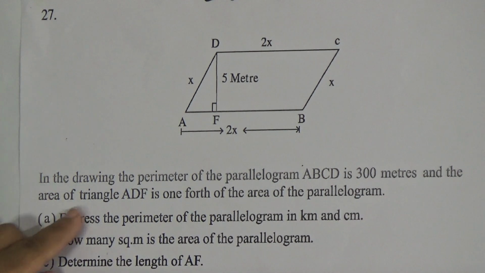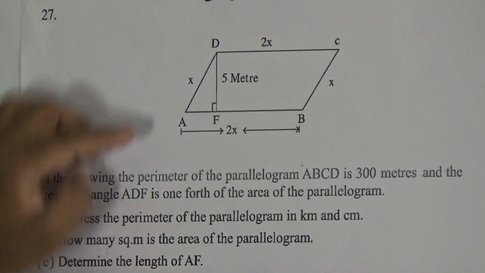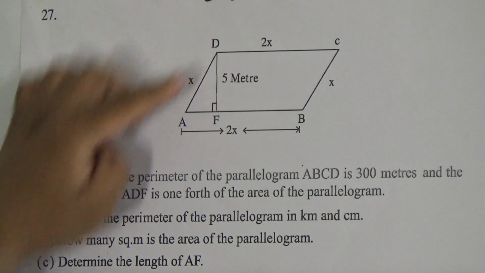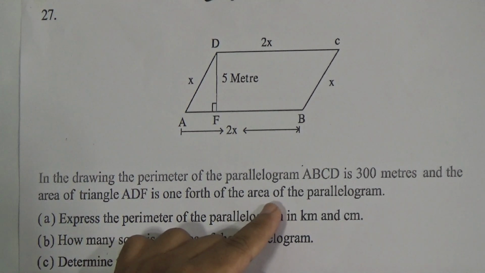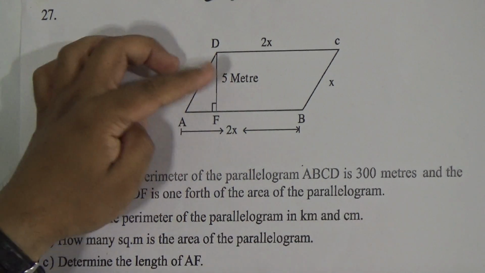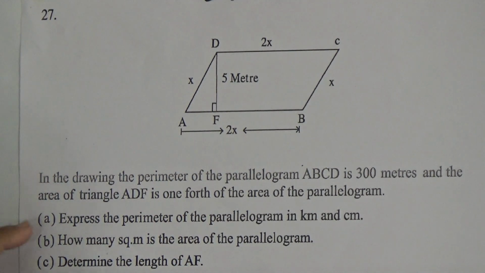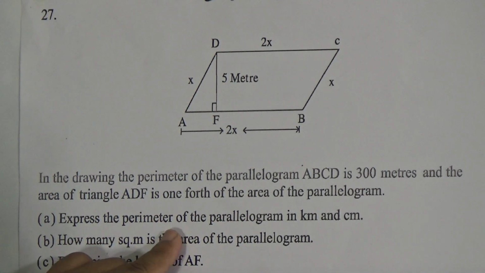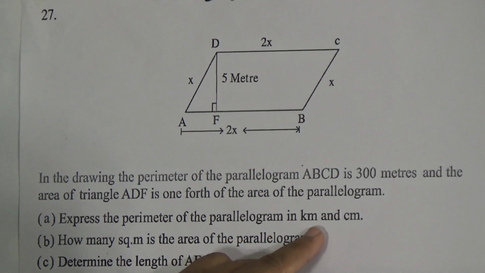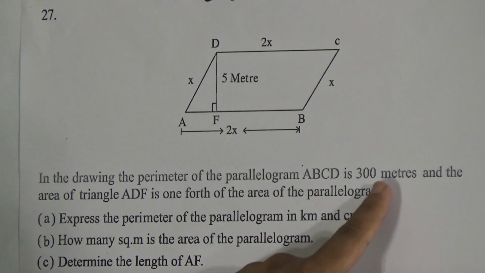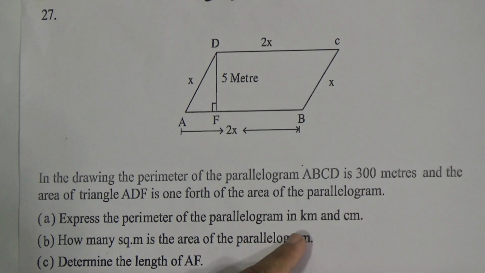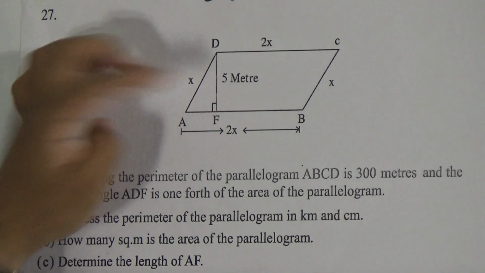And the area of triangle ADF is 1/4 of the area of the parallelogram. That means the area of the parallelogram is 4 times the triangle, okay. Activity A is express the perimeter of the parallelogram in kilometer and centimeter. That means the 300 meters need to be converted into kilometers and centimeters. Activity B is how many square meter is the area of the parallelogram. And activity C is determine the length of AF. We need to find out the length of AF in activity C.